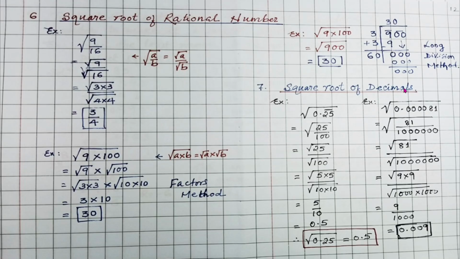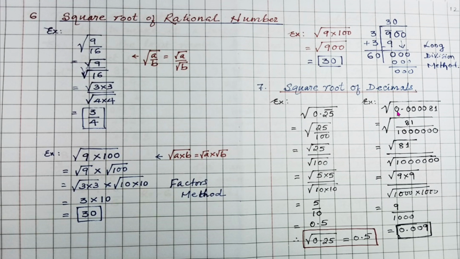Now, square root of decimals. Now we have a decimal number here, 0.25. We want to find the square root of this. Now to do that, convert 0.25 into a fraction. It becomes 25 by 100. Then square root of 25 by 100 becomes square root of 25 by square root of 100. We can apply the property of radicals here. Then square root of 25 is 5, square root of 100 is 10, and 5 by 10 is 0.5. Therefore, square root of 0.25 is 0.5.